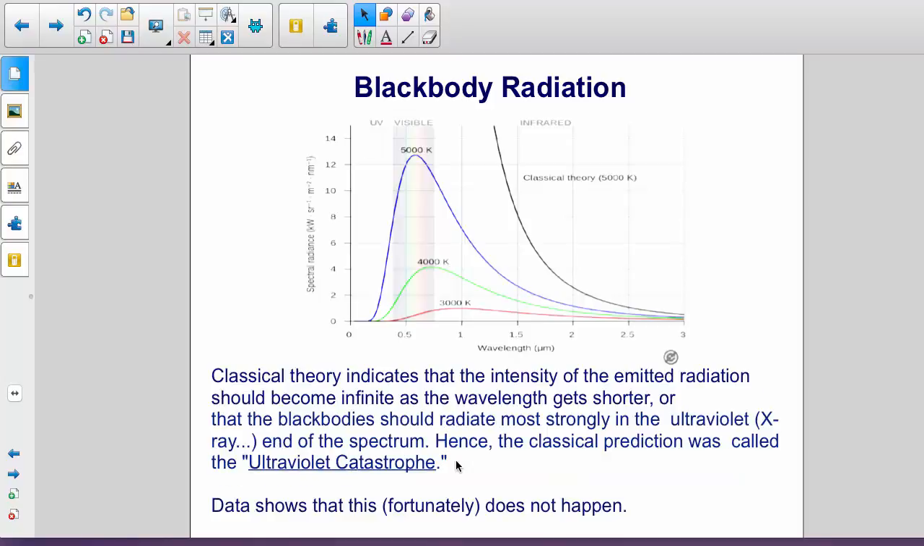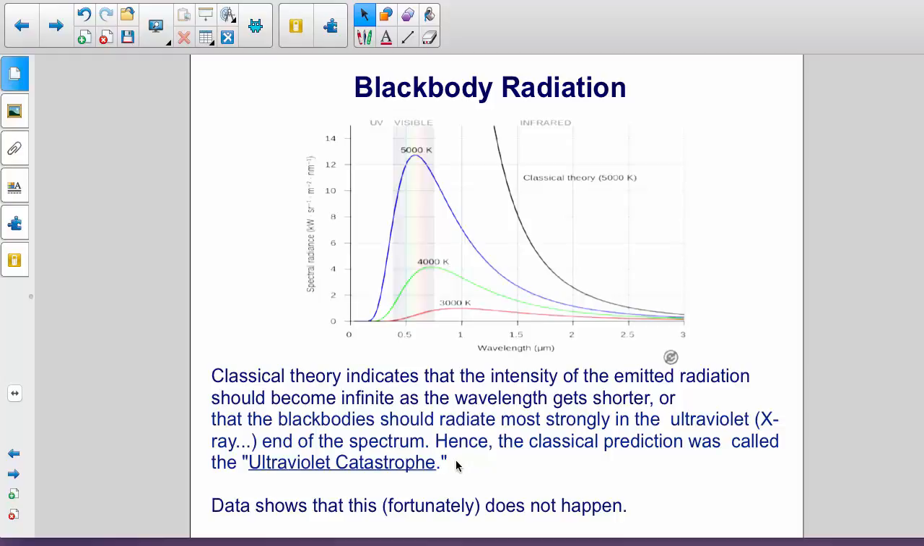Classical theory, as depicted by the black line, indicates that the intensity of the emitted radiation from a black body should become infinite as the wavelength gets shorter. Another way of looking at this is that it predicts that black bodies should radiate most strongly in the ultraviolet and X-ray and gamma ray end of the spectrum.